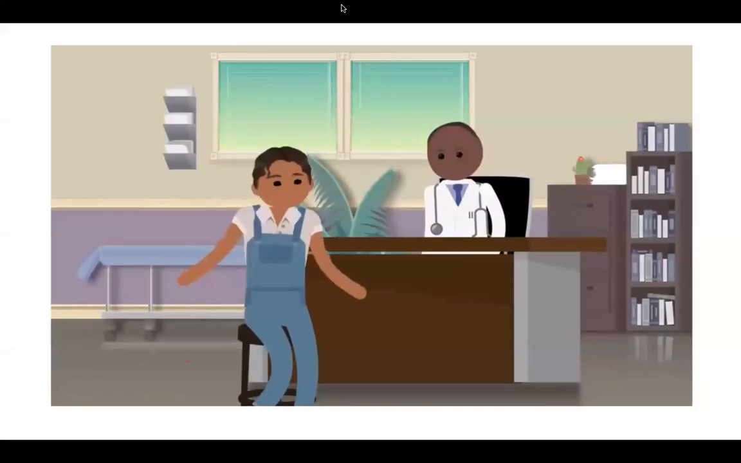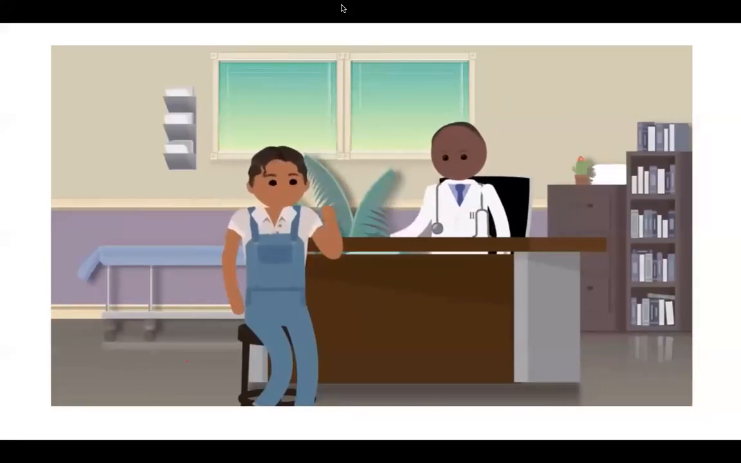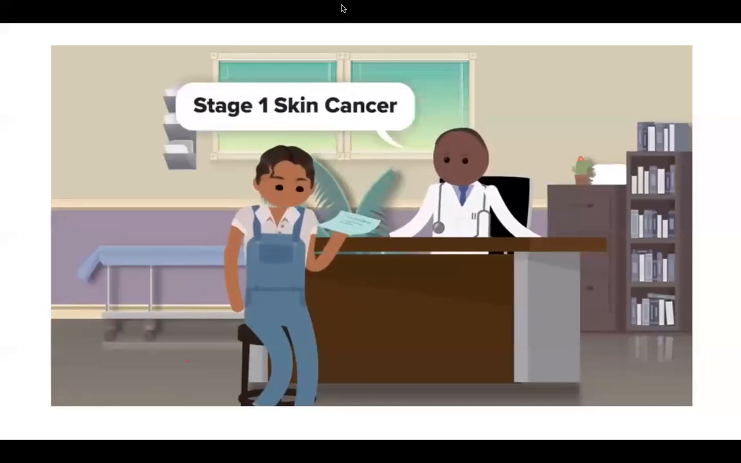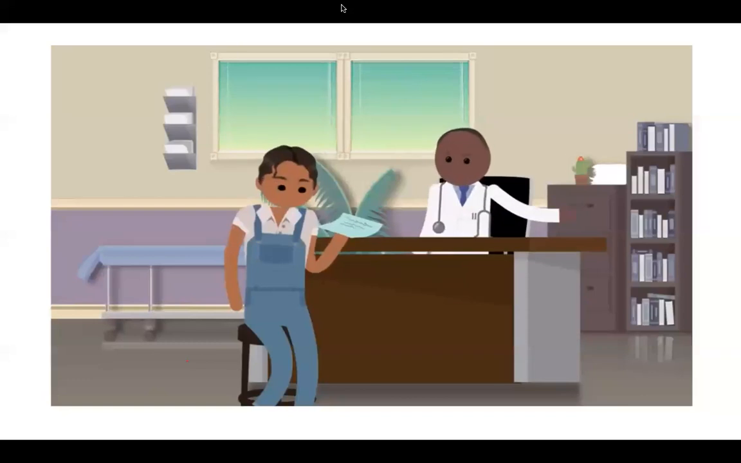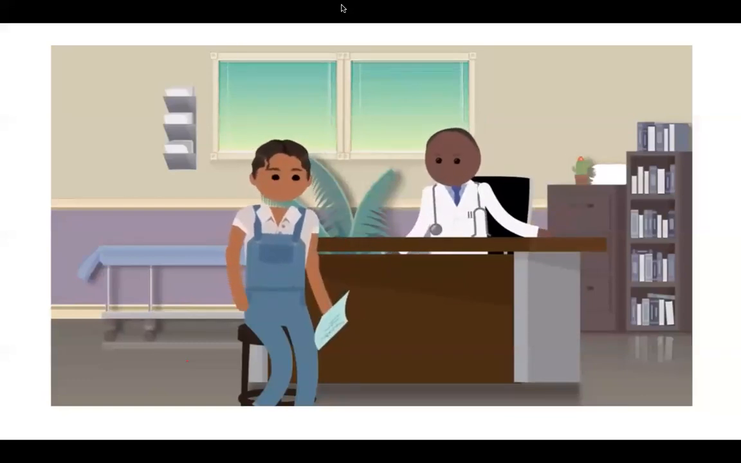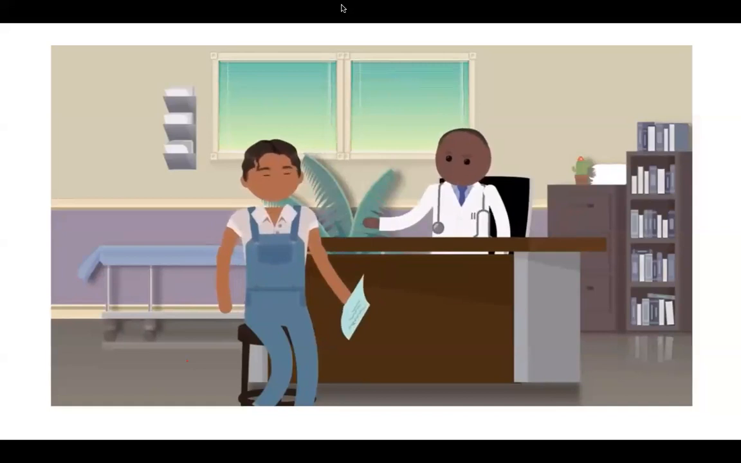Sure enough, Gus begins to notice an asymmetrical mole with irregular borders on his neck, which his doctor diagnoses as stage 1 skin cancer. Thankfully, Gus caught it early and was able to get it removed. But remember, kids, always wear sunscreen.